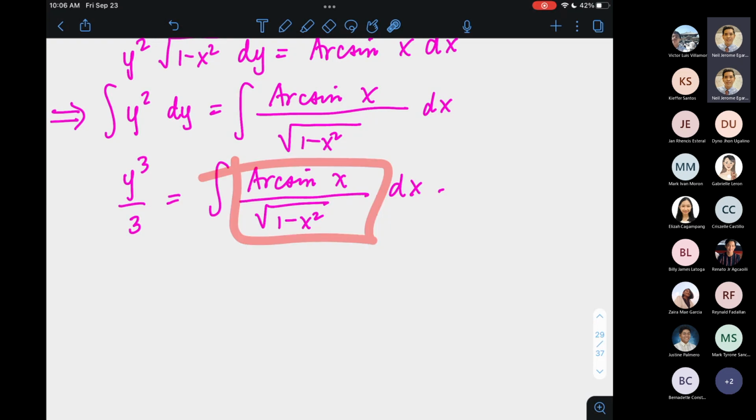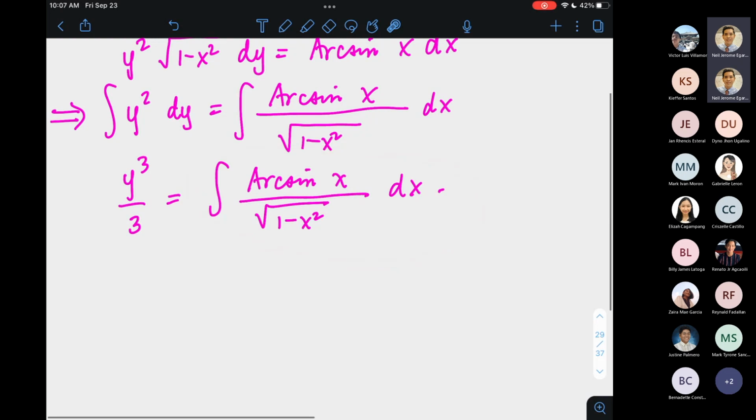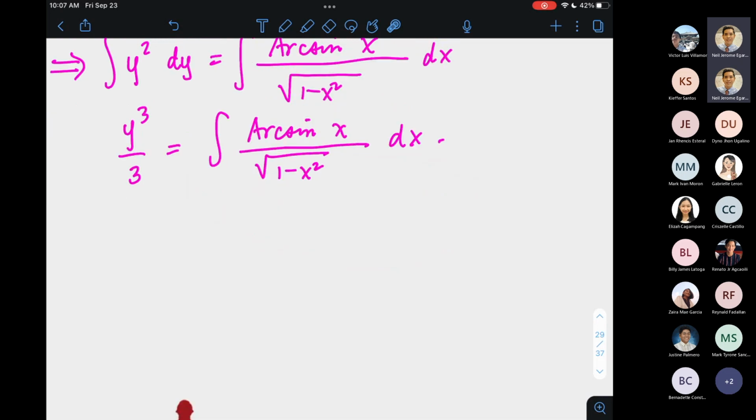This looks scary kasi napaka-komplikado ng function, but I hope you remember that 1 over square root of 1 minus x squared is the derivative of arc sine. So a simple substitution of u equal to arc sine of x will simplify this so much, right? So that's what I'll do here.